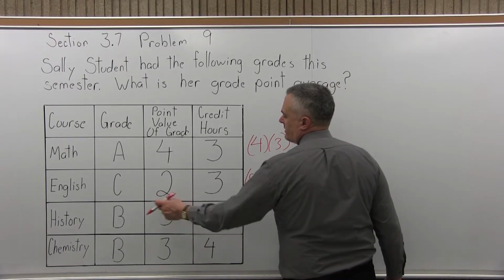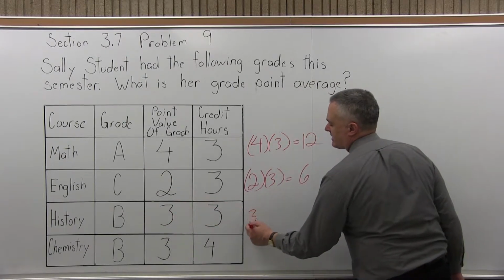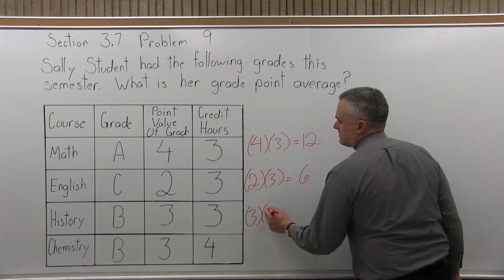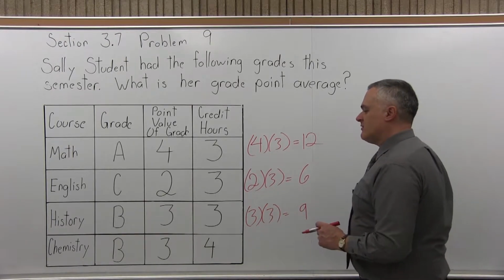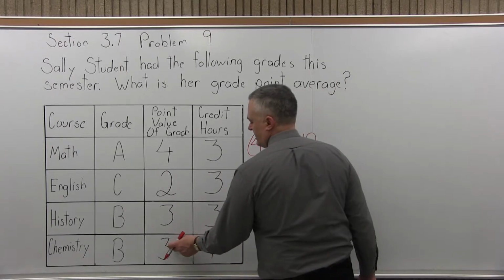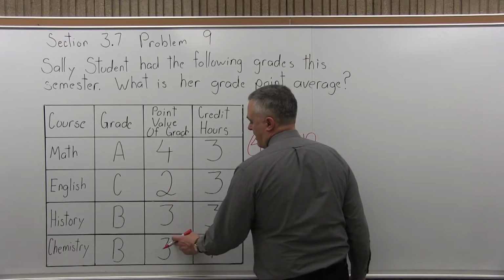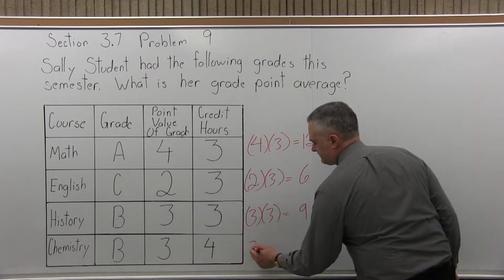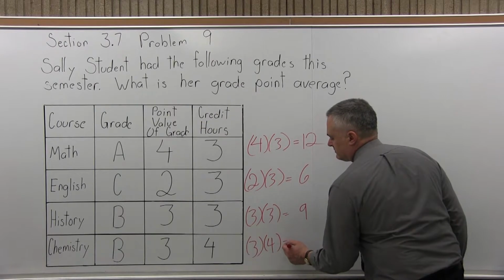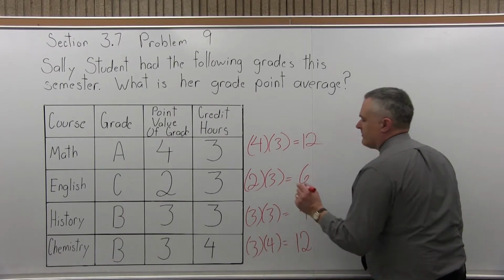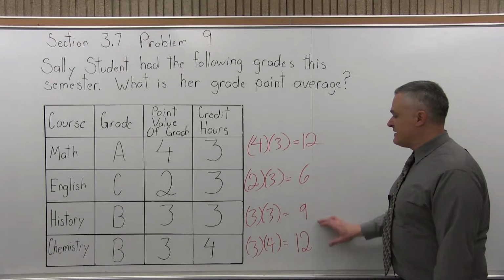History, 3 for the point value for the B times 3 for a 3-credit course. So 3 times 3. 3 times 3 is 9. Finally, the chemistry, B, which is 3 credit points for the grade of B, and it's 4 credit hours. So 3 times 4 is 12.